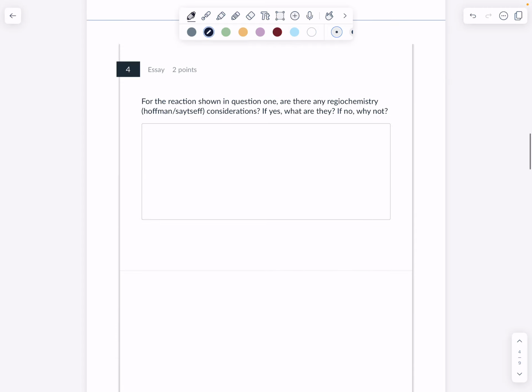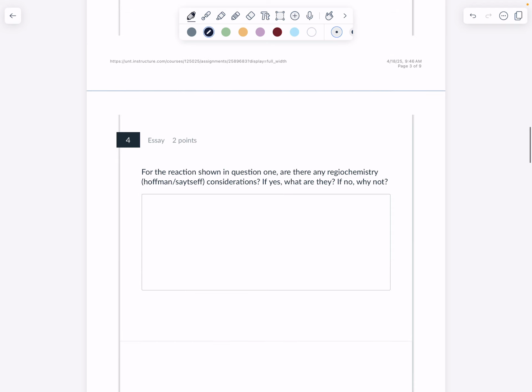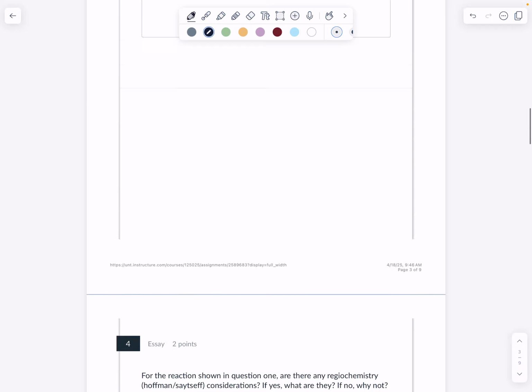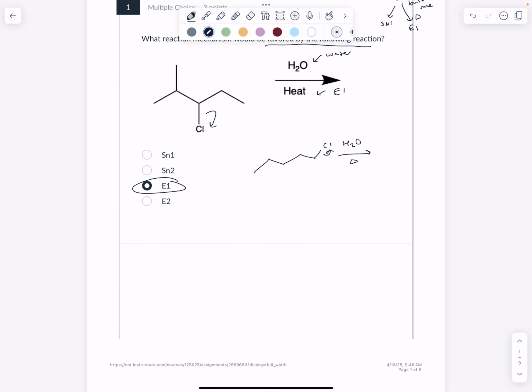Okay, the next question, are there any regiochemistry? So that's Hofmann versus Zaitsev. So when we have an elimination reaction, if it's a weak nucleophile like water, the more substituted, more stable product is going to be favored. And so in this case, after our leaving group leaves, the first thing we have to consider is that rearrangement would happen.